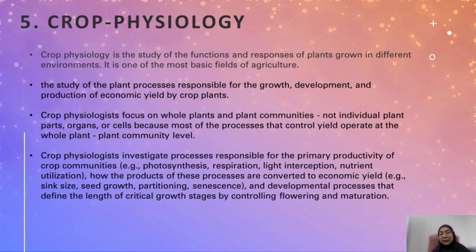You can imagine the photosynthesis process for the plants. It means the plant makes its own food. It means here they need light, they need water. So the way of the transportation you can learn in crop physiology. So crop physiology focuses on the whole plants and plant communities, not individual plant organs or cells, because most of the processes that control yield operate at the whole plant level.